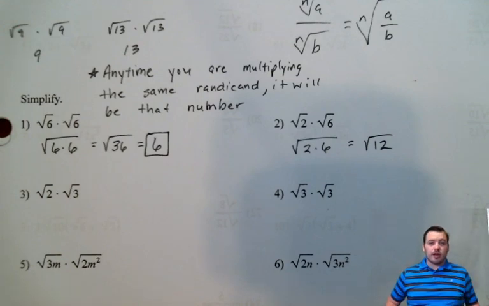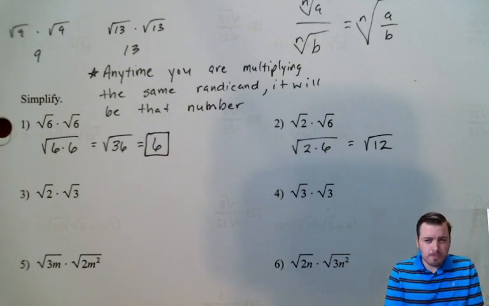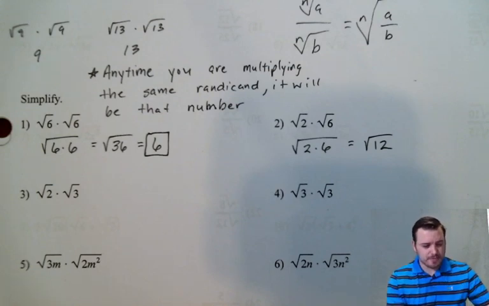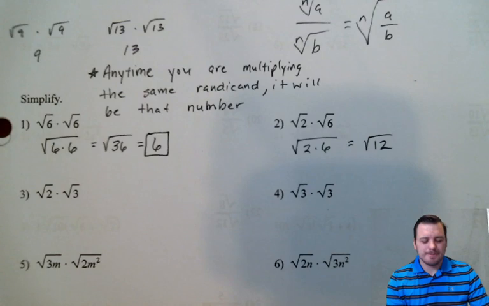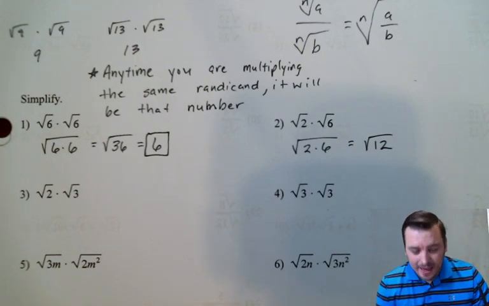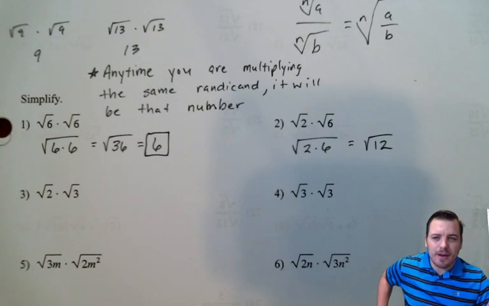I got 3 straight no's. Tara says yes. Tara said no, then she said yes. The answer to that is yes. You can simplify radical 12.